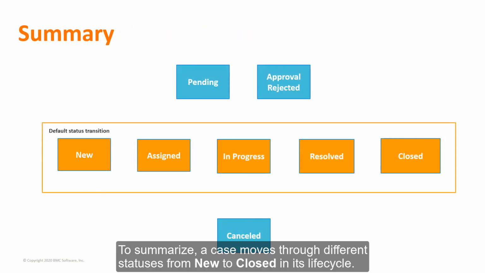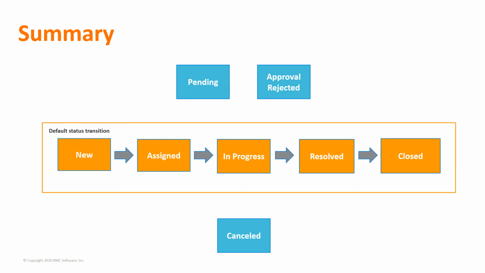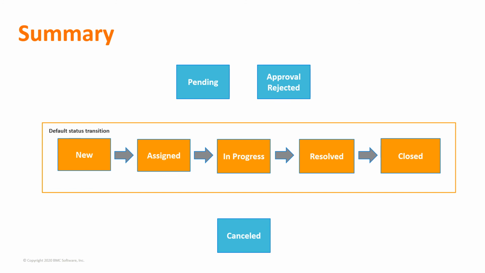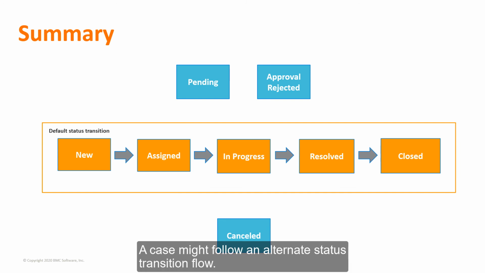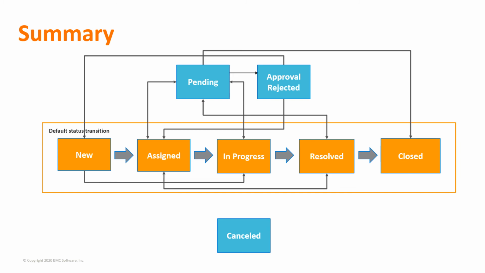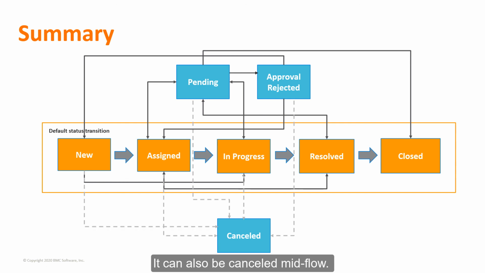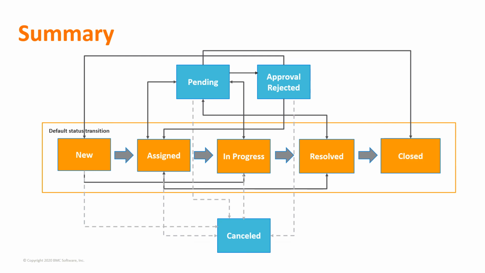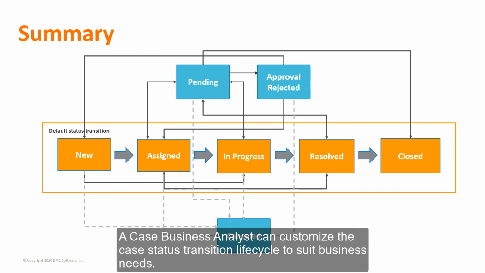To summarize, a case moves through different statuses from new to closed in its lifecycle. Status changes are triggered by actions that are done by the case agent or case assignee. A case might follow an alternate status transition flow. It can also be cancelled mid-flow. The default end of the lifecycle of a case is the closed status. A case business analyst can customize the case status transition lifecycle to suit business needs.